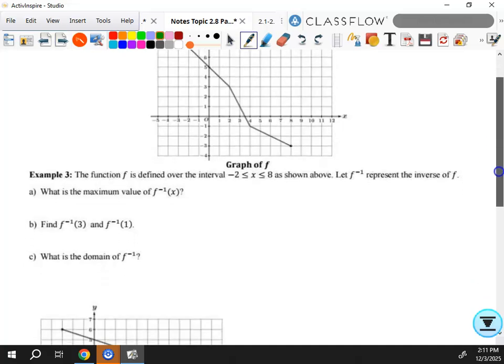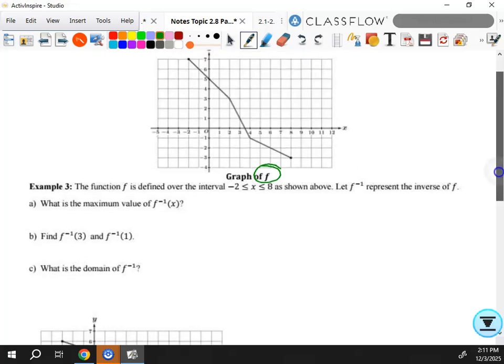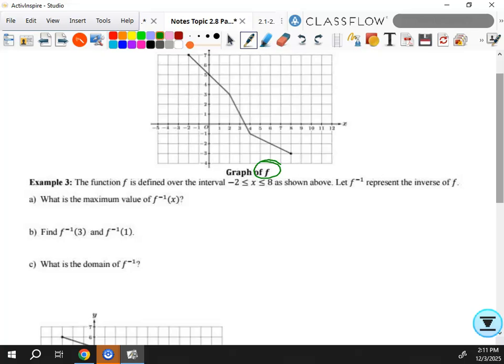Okay, so here, f is defined over this interval as shown above. So this is the graph of f. F inverse represents the inverse. So I'm looking for a maximum value. So let's start with writing out our ordered pairs here. So this one is negative 2, 7. And this one is 8, negative 3. Right? So for F inverse, those ordered pairs become 7, negative 2, and negative 3, 8.